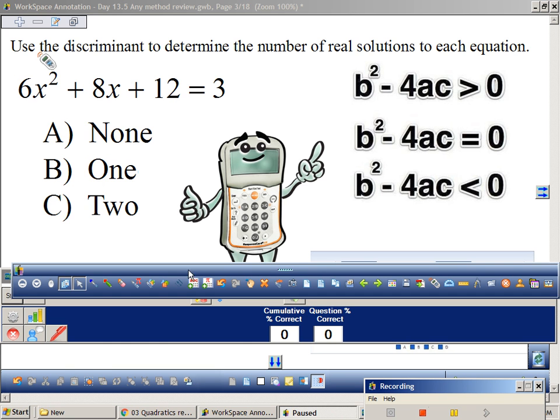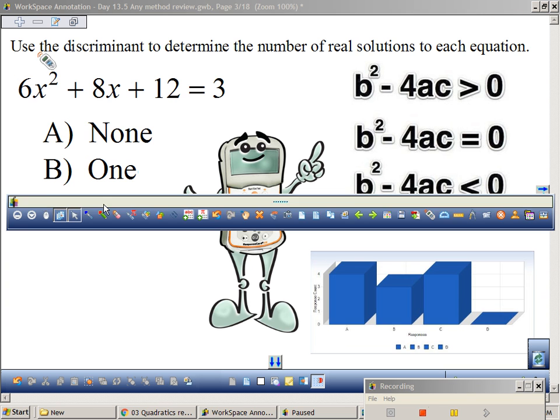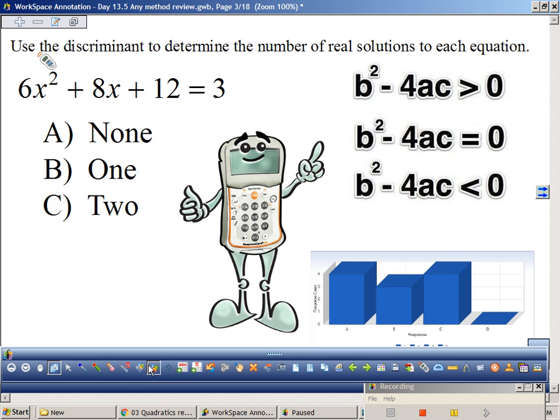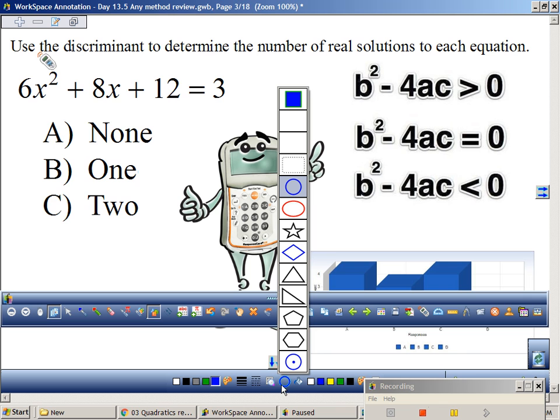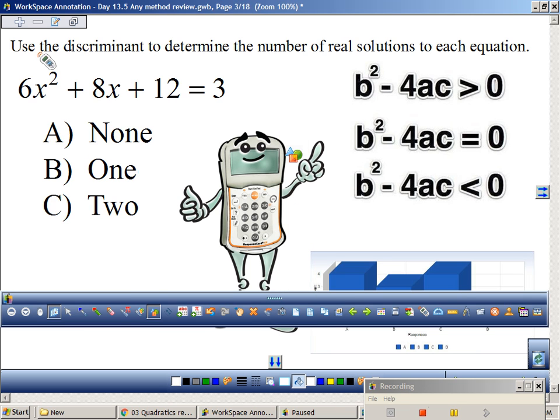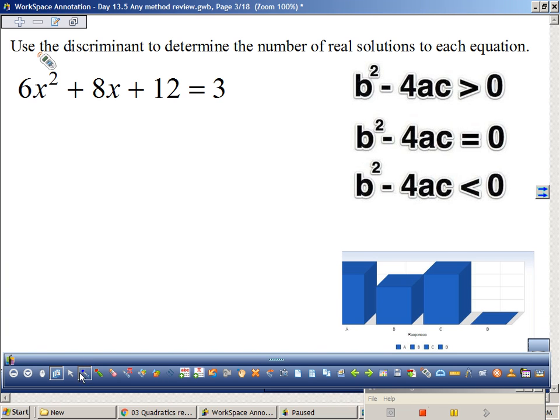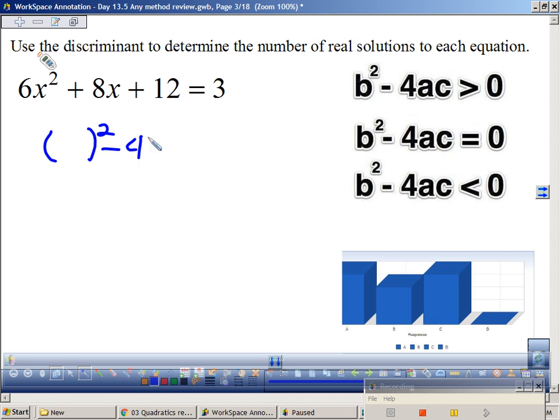1. Okay, we've got some confusion, right? Those bars don't look very good. All right, let's change this. Cover up my pretty picture. Okay, so I have b squared minus 4ac. My b is 8. Oh, I know where the confusion is. My a is 6, but my c is not 12, because this is not set to 0. So if I subtract 3 from both sides, this is actually 9.